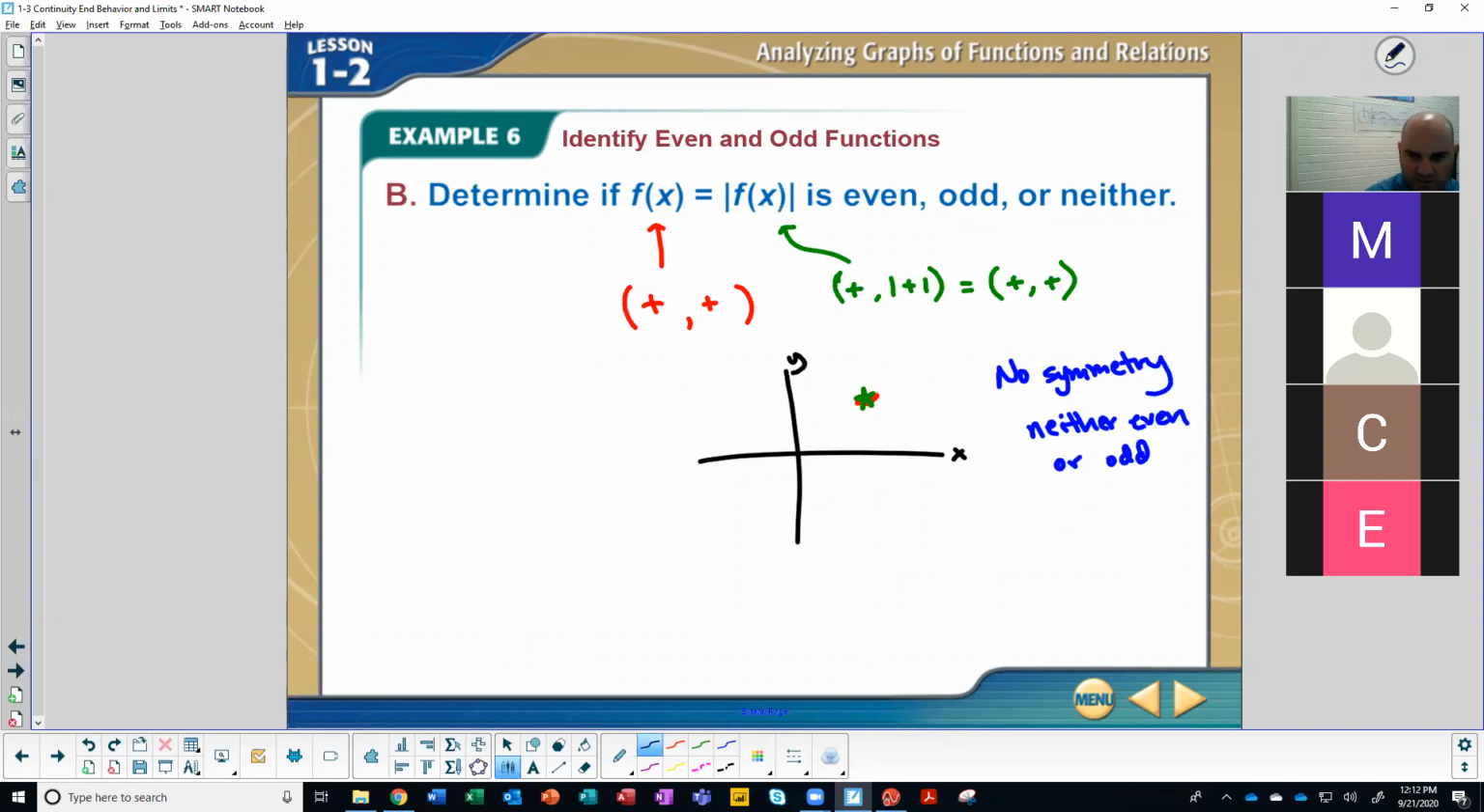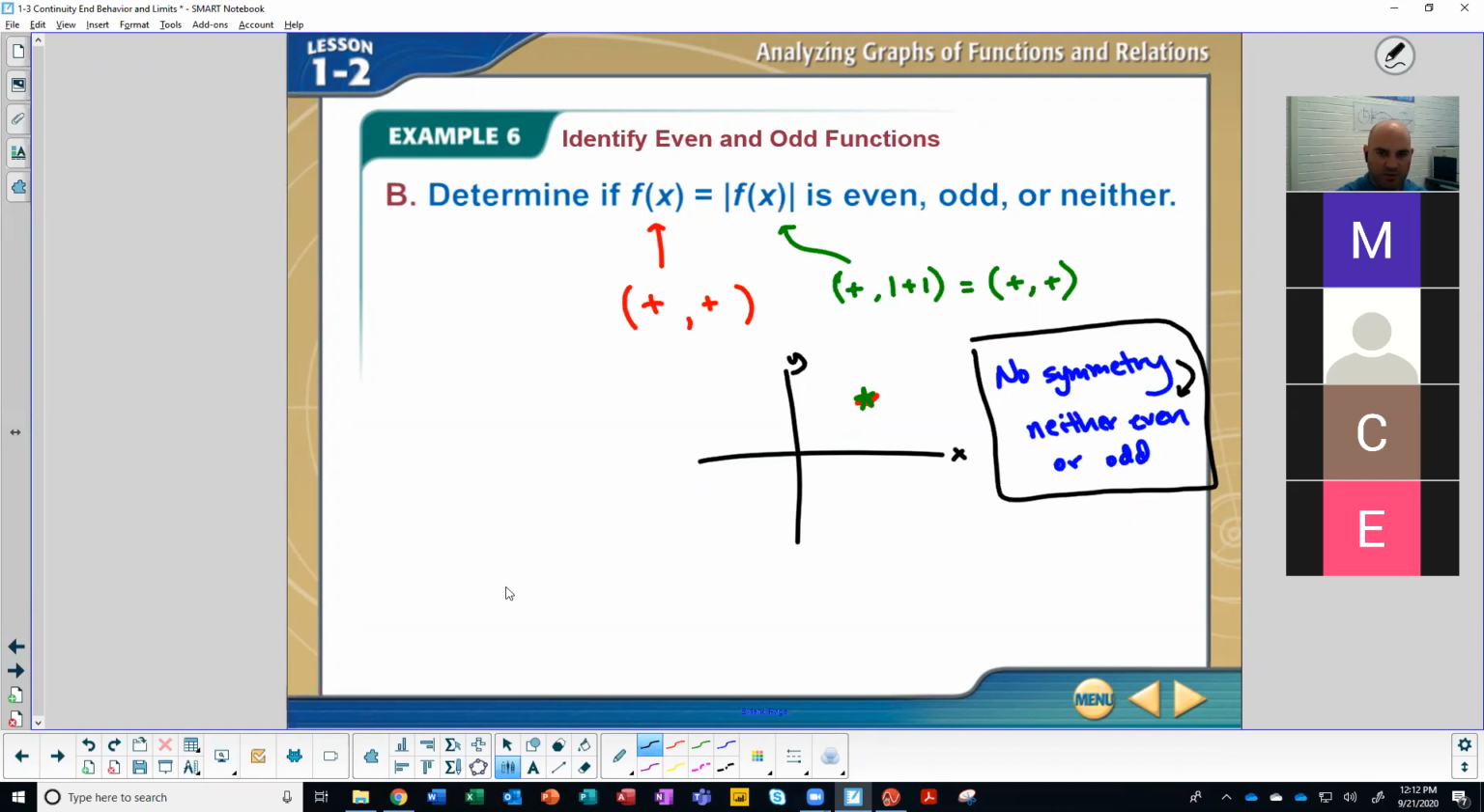And this would be your answer. There's no symmetry because it does not reflect. It's just on top of each other. There's no reflection. So if there's no reflection, it's not even or odd. It's not symmetrical. And I got one more.